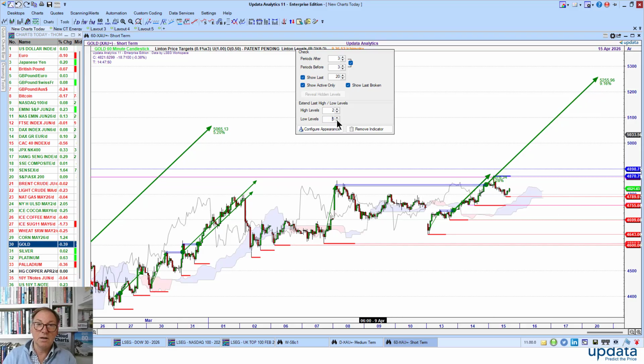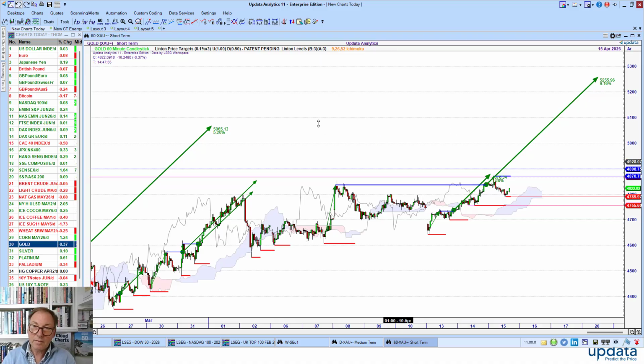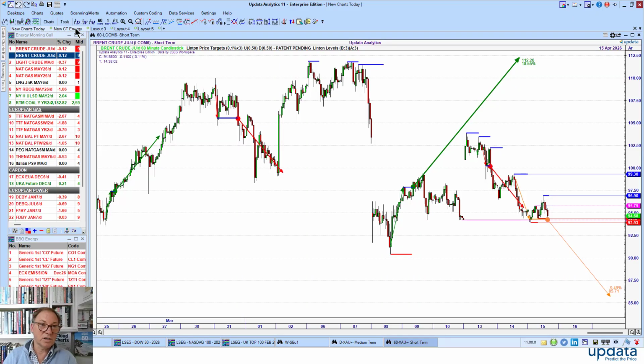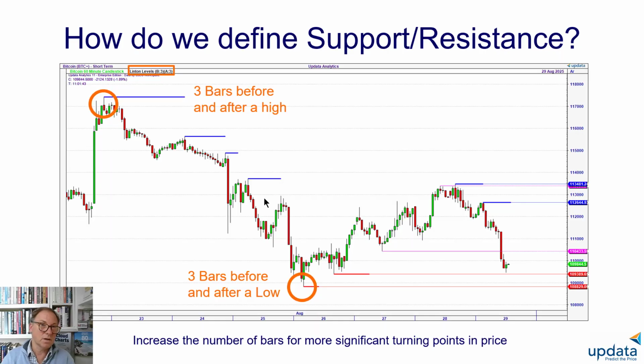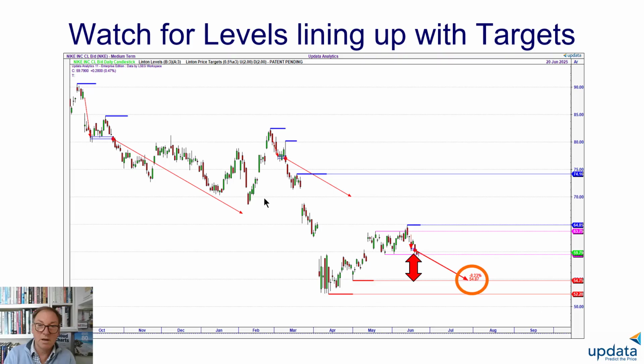So really, those levels are really critical. And if you're watching my charts today, each day, you'll see that. And in fact, in my screens in Updata, I even go further and have all those levels placed in my screen. So we'll come back and have a look at that in a minute. It's going to calculate all of those. So that's how we define support and resistance. And you can increase the bars for more significant turning points in price, but I do recommend 3 bars. That normally picks up the good ones.